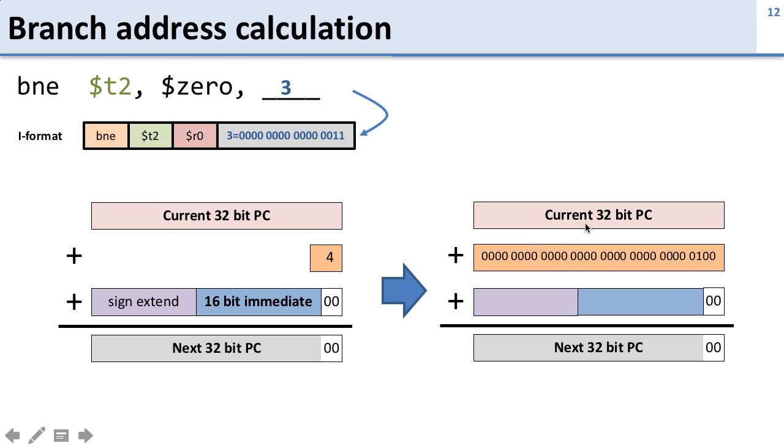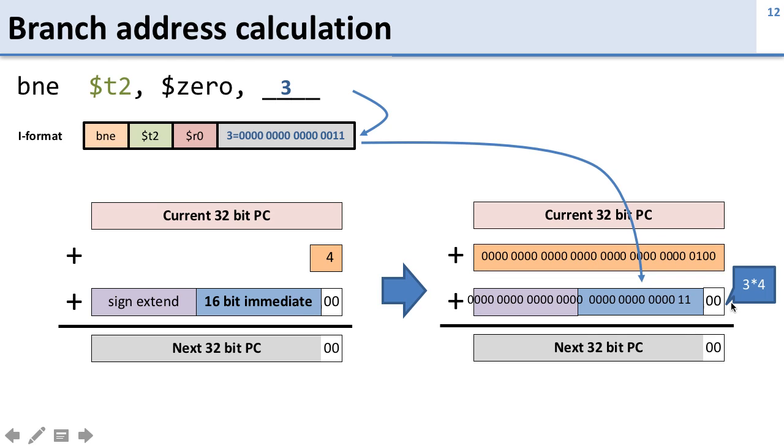So let's take a look. Here's our current 32-bit PC. We're going to add in 4. That's the binary 4. We're going to take the immediate from here, and we're going to put it over into this part of the adder, and we've shifted it over by 2, and then we're going to sign extend it. Now this is a positive number, so sign extend is going to be 0. And then we're going to add this up.